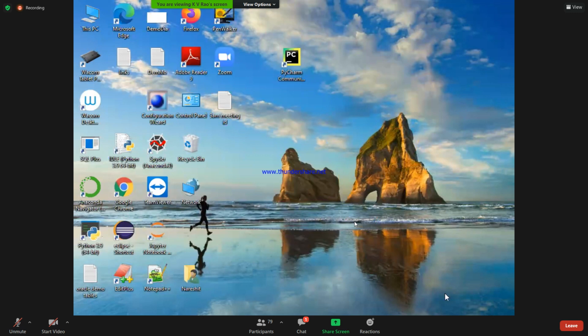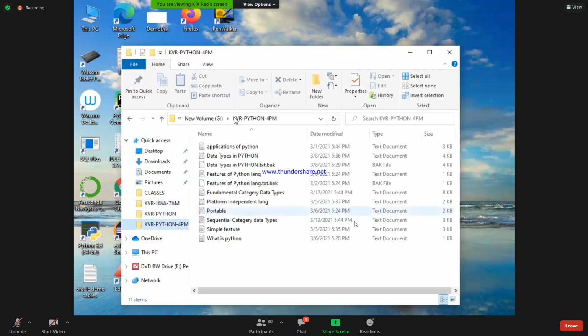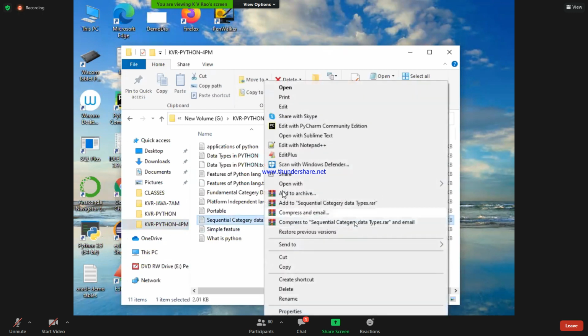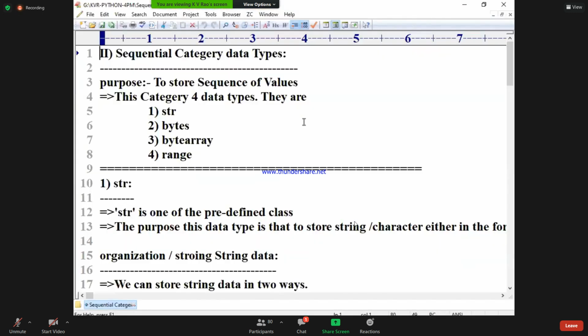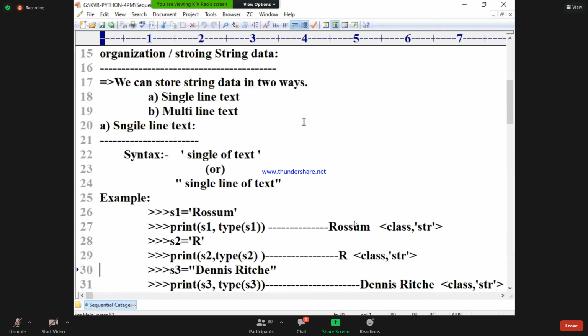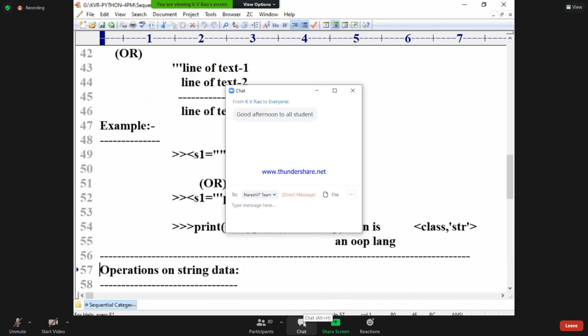So let us start with what is our last class concept. The last class concept is, what are the data types? Sequential category data types. We started STR. There in that, we almost completed the organization of string, then the syntaxes.